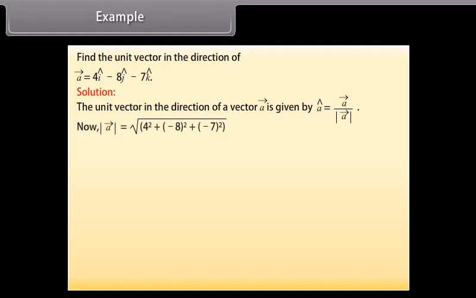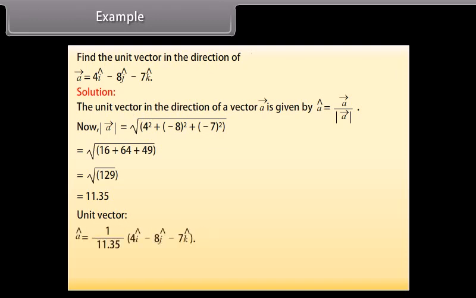Now, mode of vector A equals square root of 4 square plus minus 8 square plus minus 7 square equals square root of 16 plus 64 plus 49 equals square root of 129 equals 11.35. Unit vector A equals 1 by 11.35 into 4 cap I minus 8 cap j minus 7 cap k. Unit vector A equals 4 cap I by 11.35 minus 8 cap j by 11.35 minus 7 cap k by 11.35.